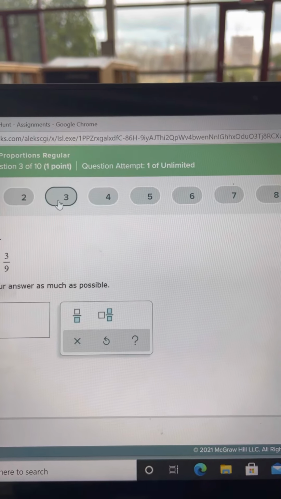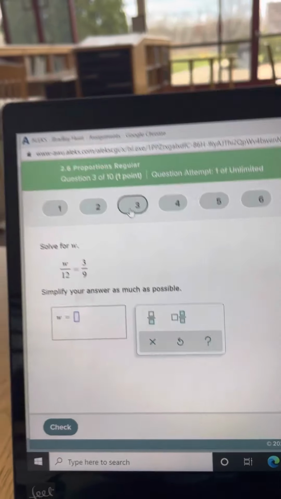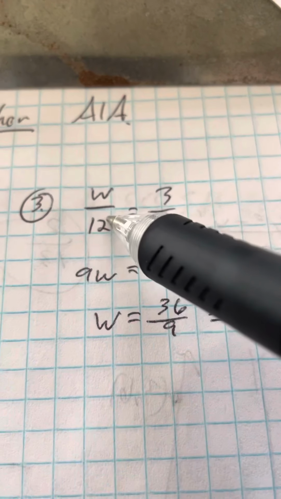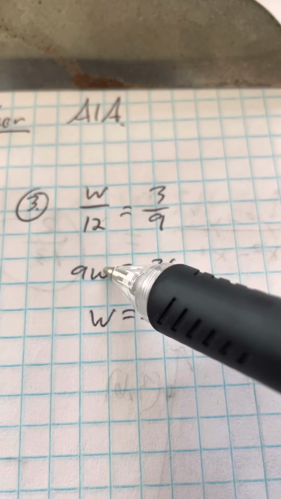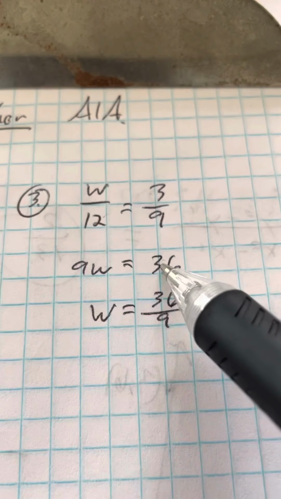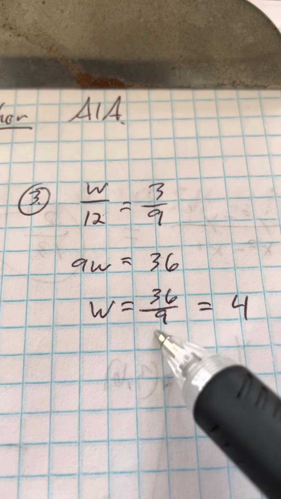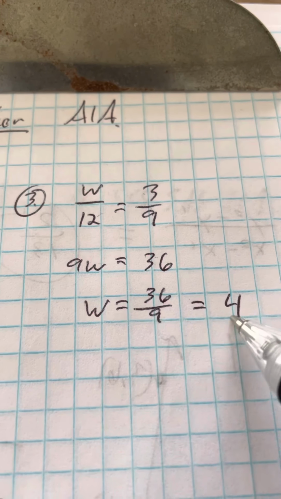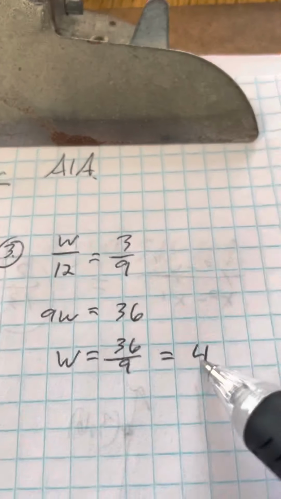For number 3, I have this proportion, and I have it written right here. So I'm going to take 12 times 3, that gives me 36. 9 times w is 9w. I then divide both sides by 9, so 36 divided by 9, which gave me 4. Because it said to simplify your answer as much as possible, I thought maybe it would be a fraction, but it is not.